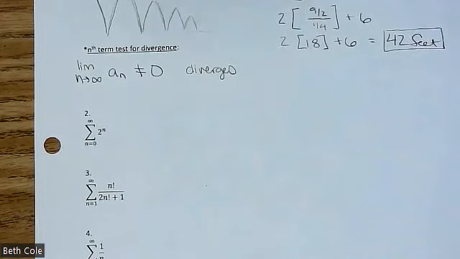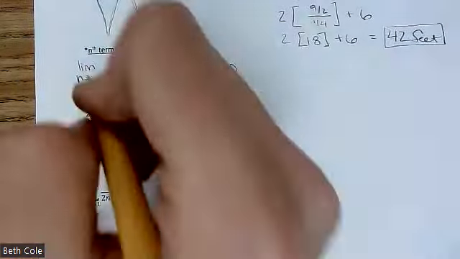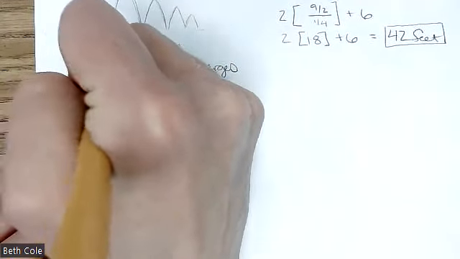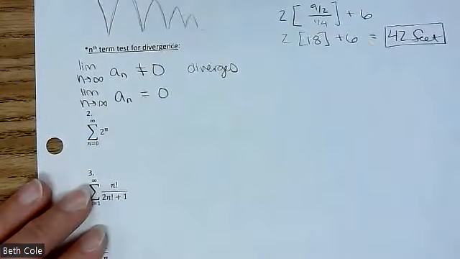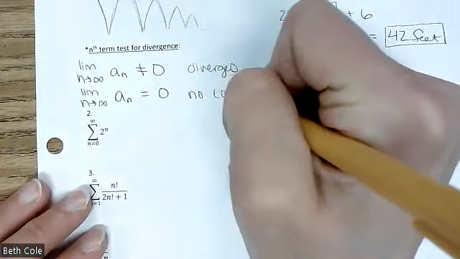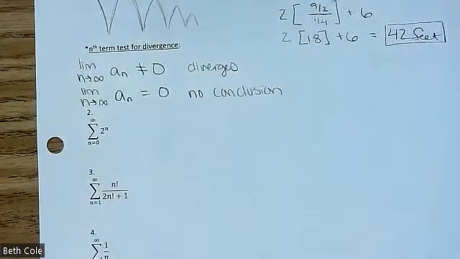So if it equals 2 or 1/2 or 3/4 or infinity, it's going to diverge. Here's the thing that people forget. If the limit as n goes to infinity equals 0, then it is no conclusion. You don't get to say that it definitely converges. It still might diverge. You would have to do a different test at that point.